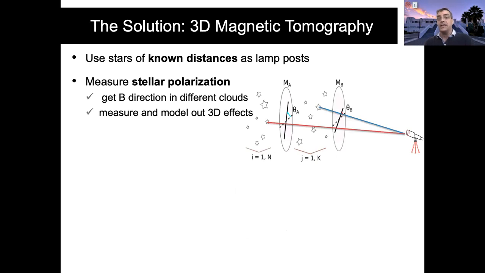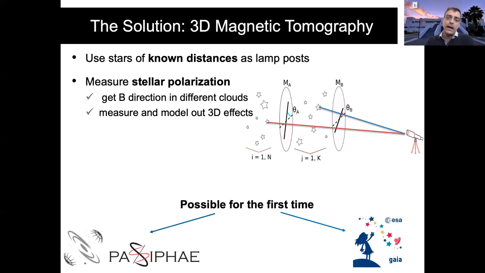So the same dust grains that emit polarized microwaves causing all this trouble also absorb starlight and impart polarization on the emerging light from the clouds. So we can use stars of known distances as lampposts. If we measure the polarization of many stars of different but known distance along the line of sight, then we can infer the direction of the magnetic field between them and use this information to subtract the dust foreground from the CMB polarization, including the 3-dimensional effect.